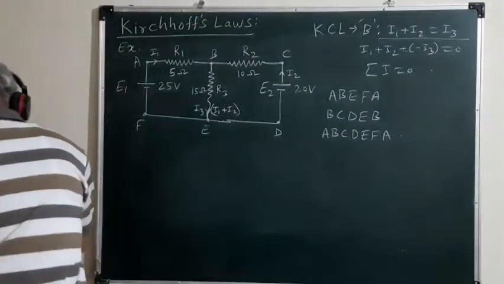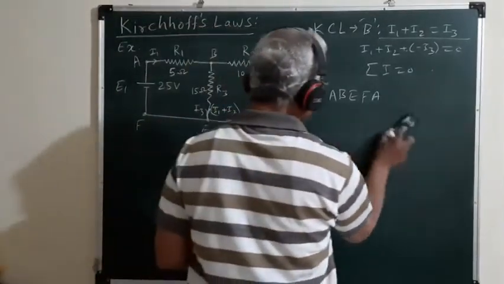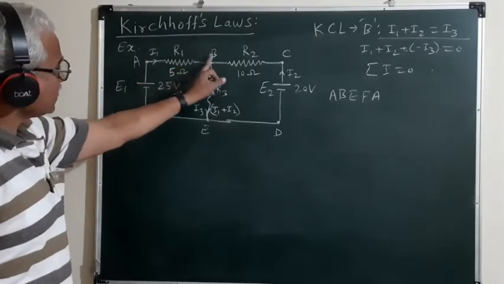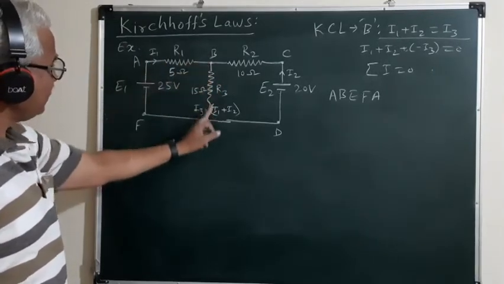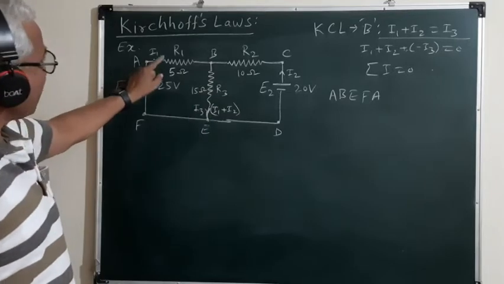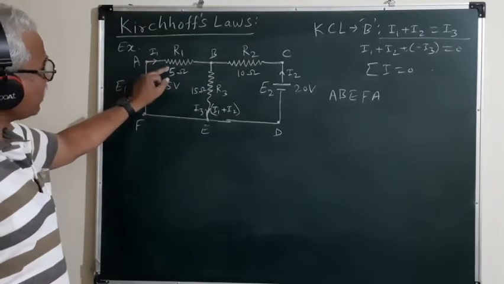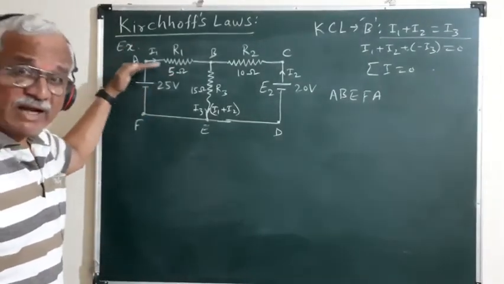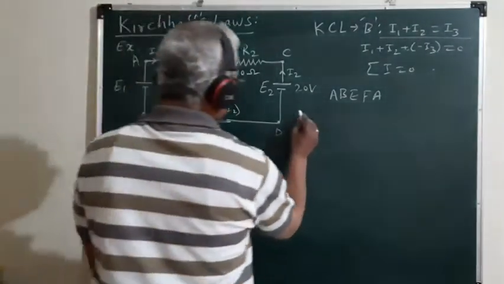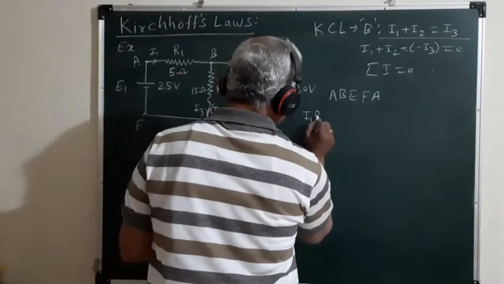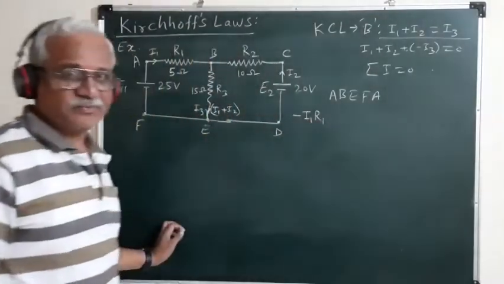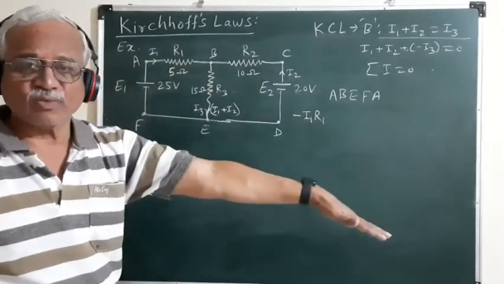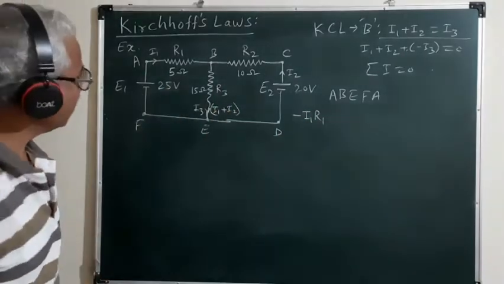So let us write the voltage equation for the first loop A, B, E, F, A. If we consider this first closed loop A, B, E, F, A, the first branch AB contains the resistance R1 through which the current I1 is flowing in the direction of traverse of the loop. So the product I1 R1 must be treated as negative because we are traversing this branch in the decreasing direction of potential. So it is minus.